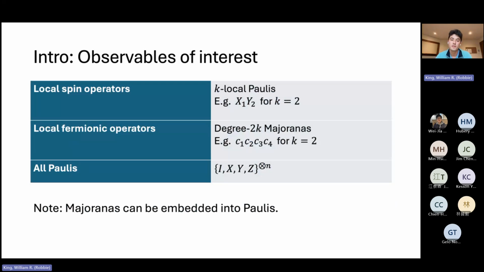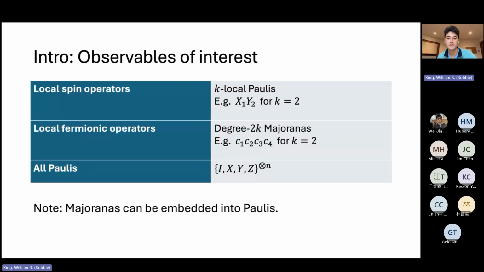Alternatively, suppose that your state is representing a fermionic state, perhaps encoded on your quantum computer via Jordan-Wigner, or of course, it could always be in some physical experiment. Then the operators that we care about are no longer the k-local Paulis. They're instead these Majorana operators, which I'll define later, which are the analog of local spin operators, but instead they're local fermionic operators. We'll see that they have some different features which are very important in the shadow tomography task.